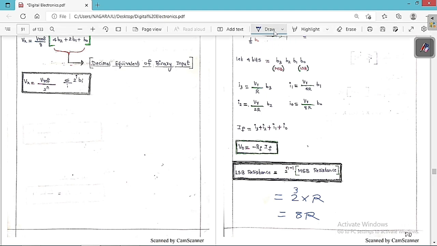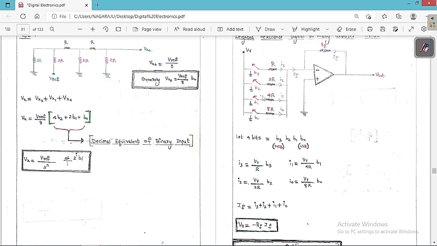So this is an important formula that you always need to understand. LSB resistance is always equal to 2 to the power of n minus 1 into MSB resistance. You can see clearly here, I have already told you, for LSB we are going to connect the maximum resistance, and for MSB we are going to connect the low resistance.